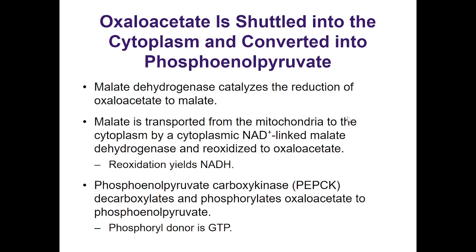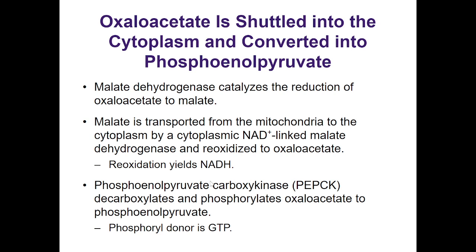The malate dehydrogenase is going to catalyze the reduction of the oxaloacetate to malate. Malate is going to be what's transported from your mitochondria to the cytoplasm by a cytoplasmic NAD plus linked malate dehydrogenase. It's going to be reoxidized to the oxaloacetate. If you reoxidize this, by the way, that's going to be what yields your NADH instead of the NAD plus linked malate. And so you get that NADH back.